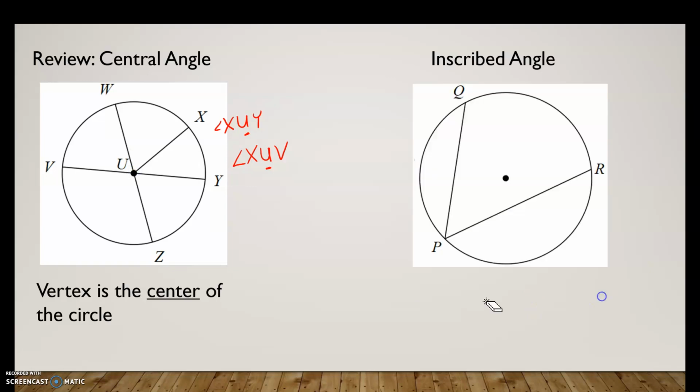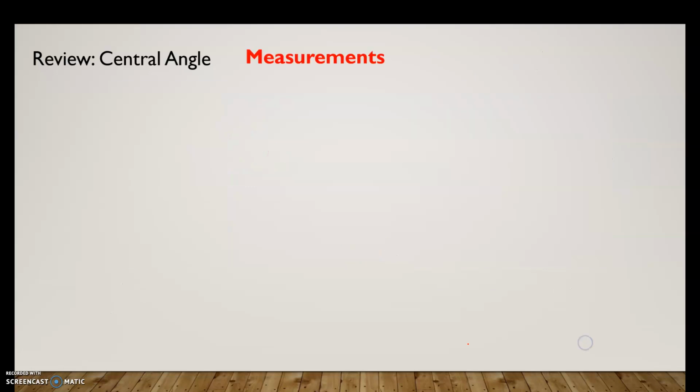For an inscribed angle, your vertex is on the circle. So if I'm looking at this angle here, I have angle QPR. The vertex is on the circle. With a central angle, the vertex is the center of your circle. So now that I have that, there are different measurements with these guys.